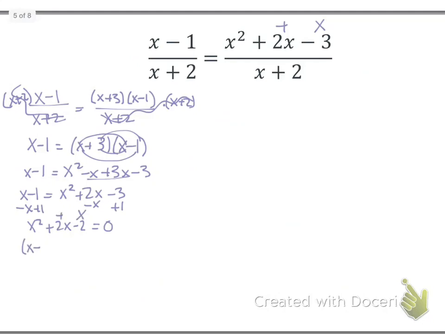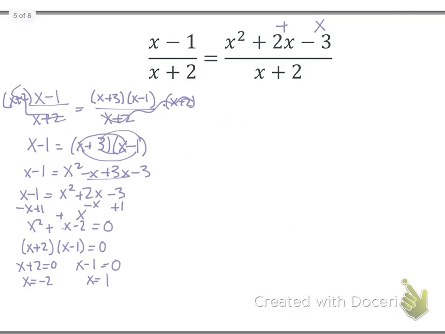So x, this was supposed to be a 1 right here. There we go. So x plus 2, x minus 1. ZPP, I got x plus 2 equals 0, x minus 1 equals 0. And then we have, when I subtract 2, I get negative 2. When I add 1, I get positive 1.